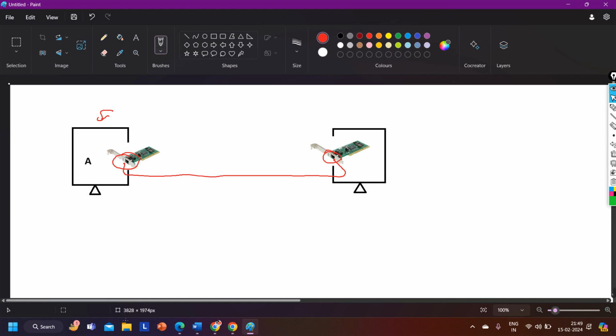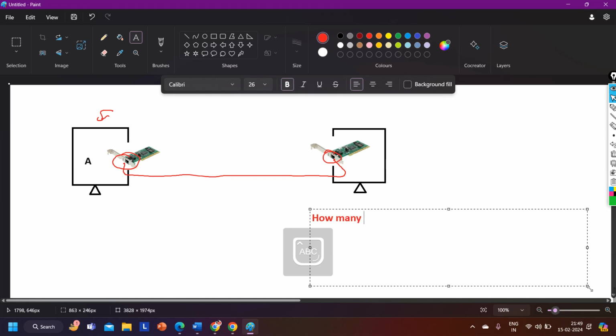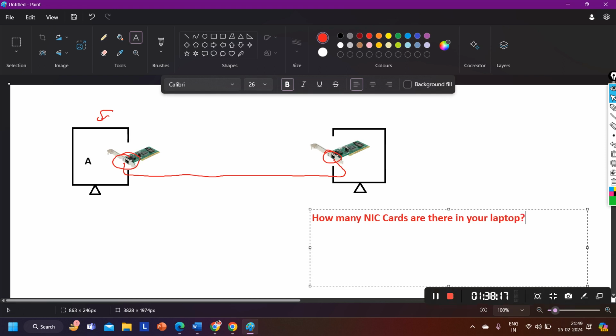And guys, can I ask you one question? My question is this. You all have a laptop, right? How many NIC cards are there in your laptop? Tell me. Only one. You are saying that you can't connect your device to the network through Bluetooth?